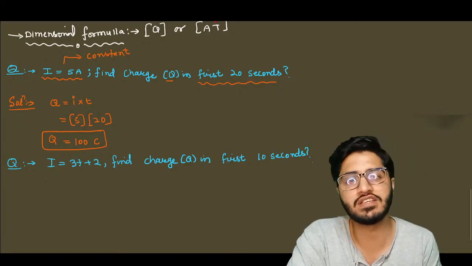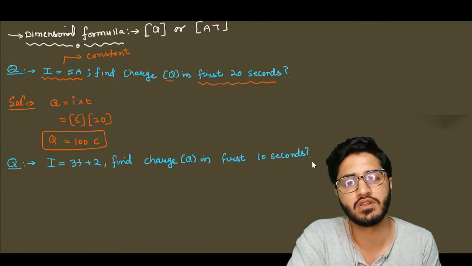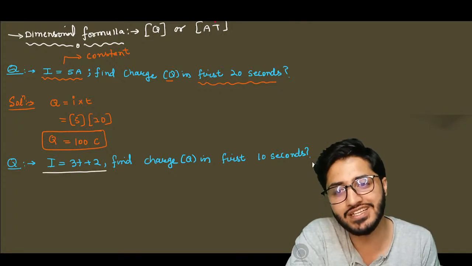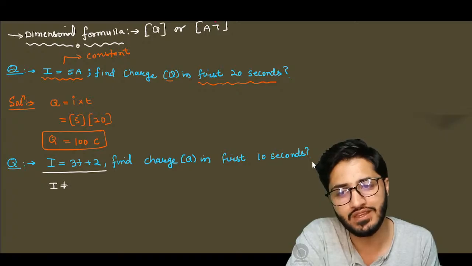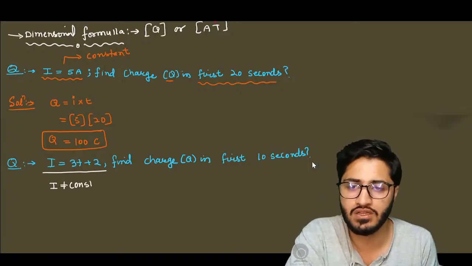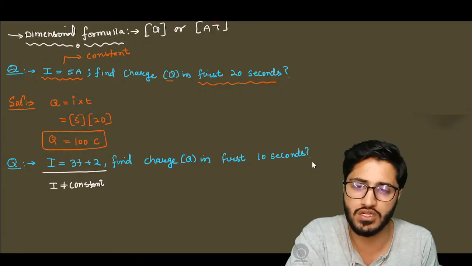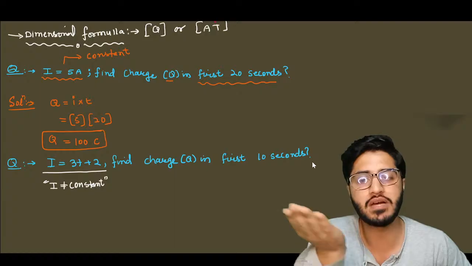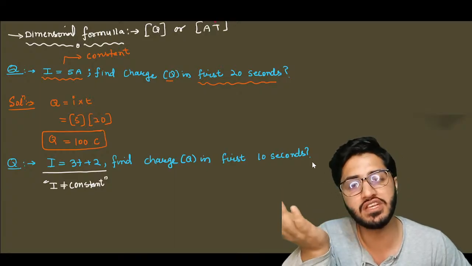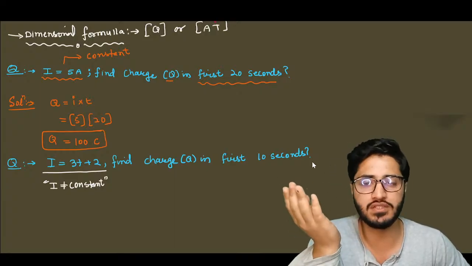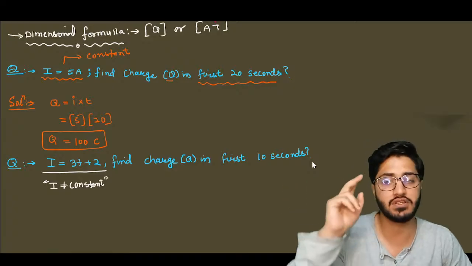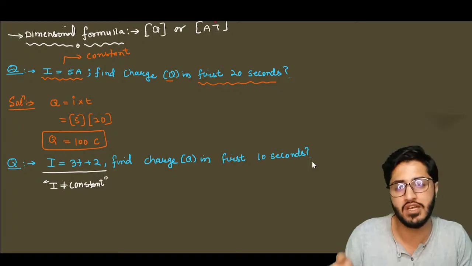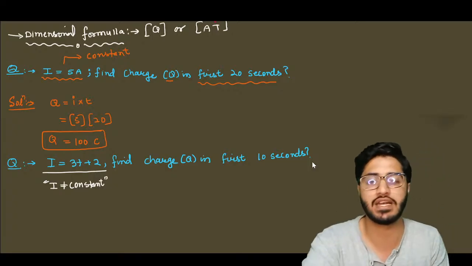As you can see from this equation, my current is a function of time, so it is not constant. Sir, how are you sure that it is not constant? Look now, if I place t equal to 1, it will become 5. If I place t equal to 2, it will become 8. That means the value of current depends on the value of time. So my current is variable.